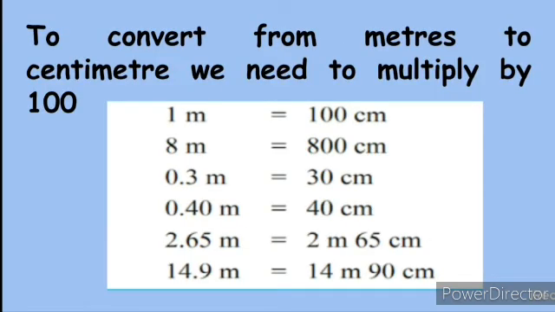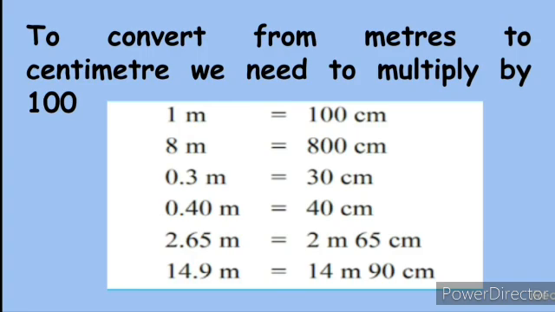Now we have to convert from meters to centimeter. So what do we need? We need to multiply by 100. So we know 1 meter is equal to 100 centimeter. Now we have to find the value of 8 meter. We have to convert 8 meter into centimeter. So 8 multiplied by 100. So how much do we get? 800 centimeter. If 0.3 meter is given, we will multiply by 100. We get 30 centimeter. Similarly, 0.40 meter is equal to 40 centimeter.